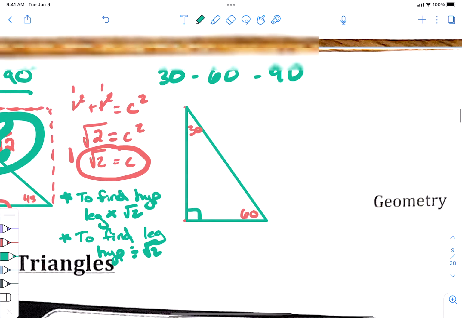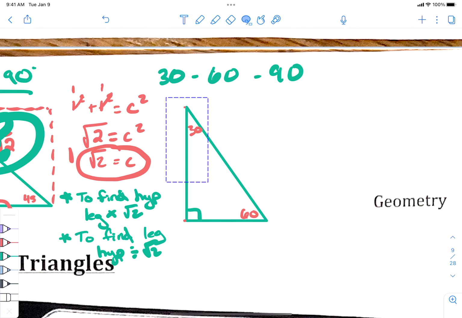And I have a mess. So I don't use my lasso tool very often. Oh, that's not working. That's not my lasso tool. Is that? No? No. How do I lasso it?